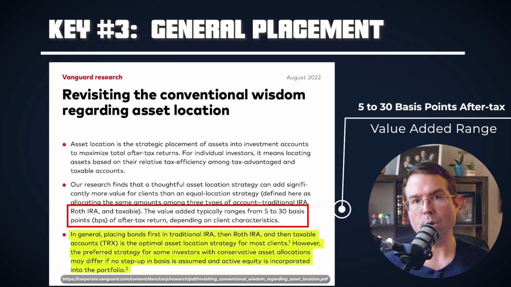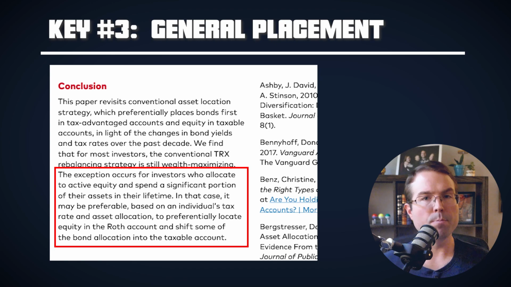However, the preferred strategy for some investors with conservative asset allocations may differ if no step up in basis is assumed and active equity is incorporated into the portfolio. They also conclude by saying that heavy spenders may find it preferable to locate equity in Roth IRA accounts and shift some of the bond allocation into taxable accounts. The paper is worth the read, and I've linked it in the description.